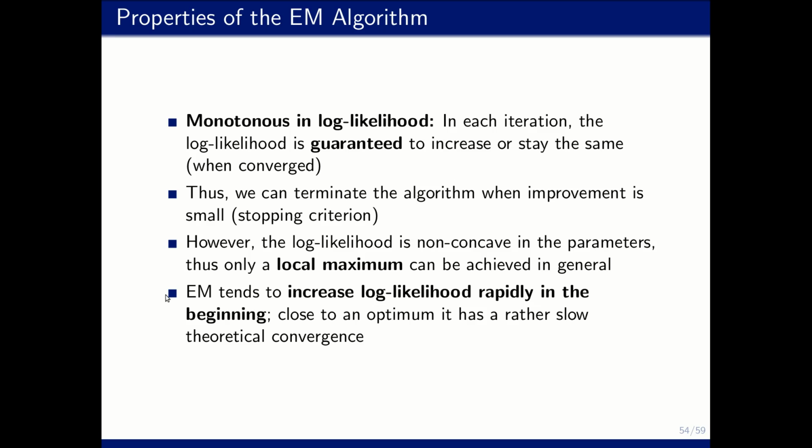And also a property of EM is that in the beginning it increases the log likelihood rapidly, and later it has a rather slow convergence. So if you're already close to the optimum, it converges slowly, but in the beginning it really jumps up in terms of log likelihood.